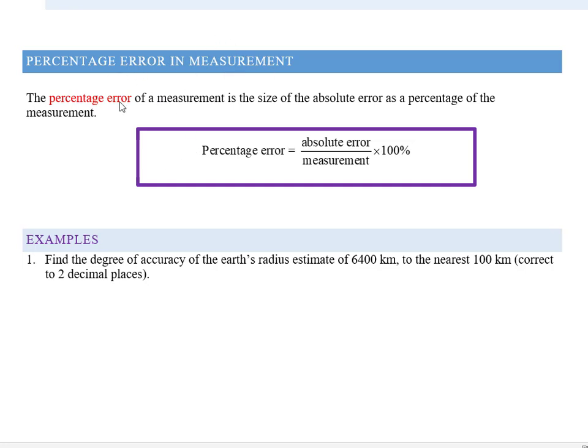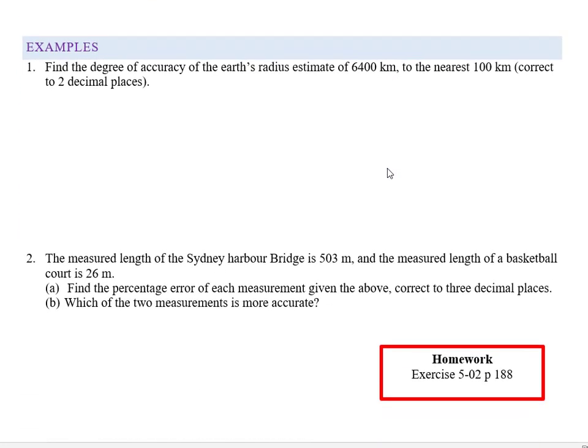Percentage error in measurement. The percentage error of a measurement is the size of the absolute error as a percentage of the measurement. So percentage error is absolute error divided by whatever the measurement is that you've measured, times it by 100% to change it into a percentage. So let's have a look at how that works.